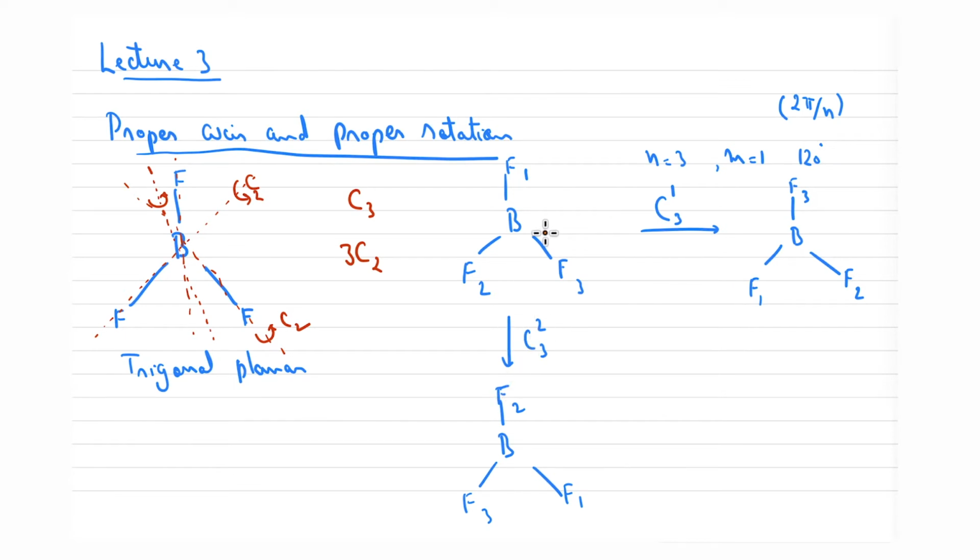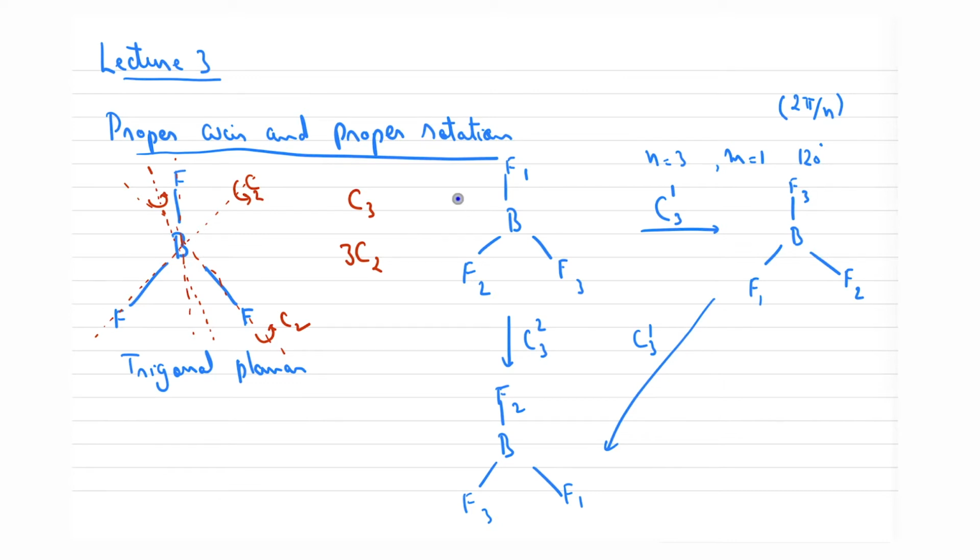Now you can see that if you do C3^1 over here, this is also related by C3^1. So if you do C3^1, C3^1, it actually gives rise to C3^2, right? So you can see that result by yourself. So C3^1, C3^1 gives rise to C3^2. Okay. So that's all C3.